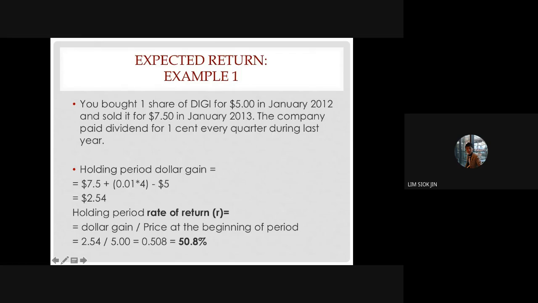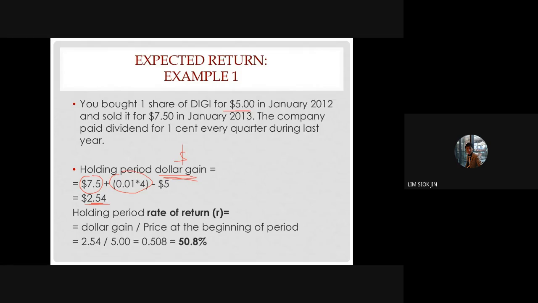You buy one share of DG at $5 in January 2012 and sell it for $7.50 in January 2013, 1 year. The company paid a dividend of 1 cent every quarter during last year. So 1 year has 4 quarters. So the holding period dollar gain, how do we calculate? Ending price plus cash inflow minus beginning price. Then you get the holding period dollar gain. The answer is in dollars.